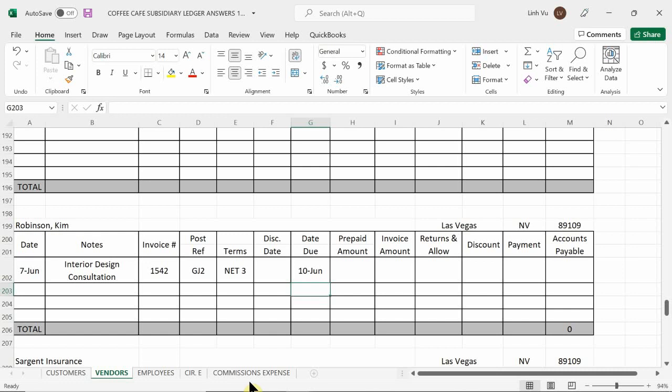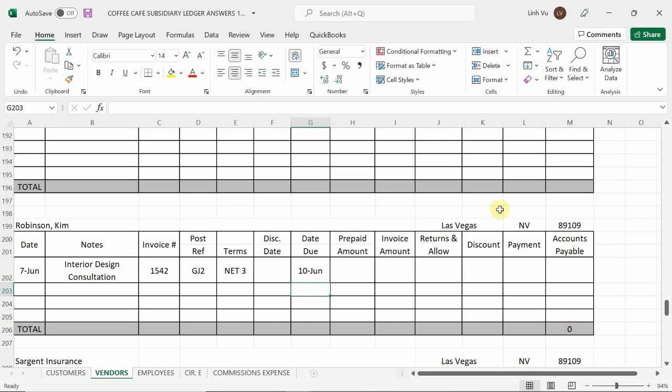Okay? You could do that, or if you want to, you can look up your calendar and say, well, if I receive the bill on the 7th, right? I know I have 3 days to pay, so therefore 8, 9, 10. That means the bill is due on the 10th, right? That's 3 days later upon receiving the bill. Okay? So in this case, there you go. It's due on the 10th of June.